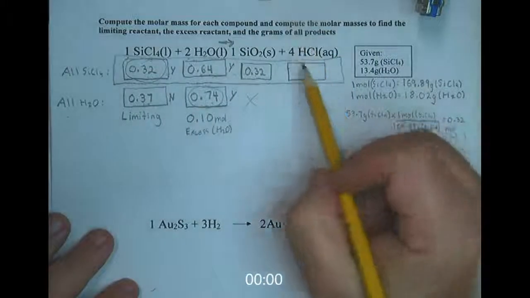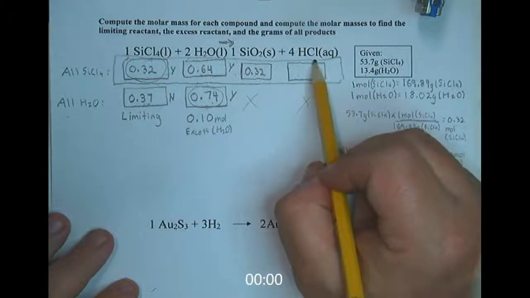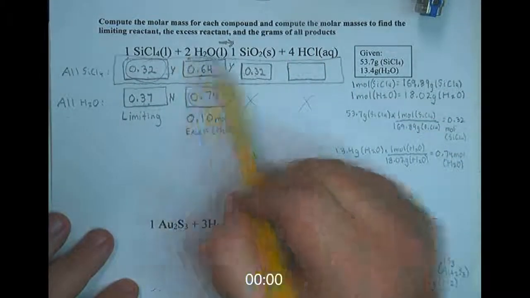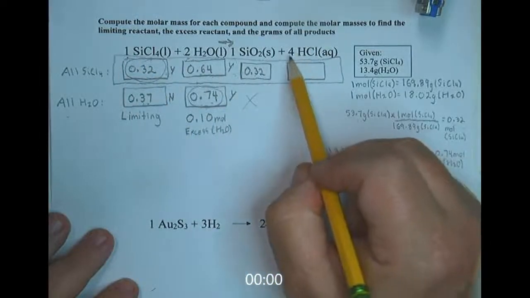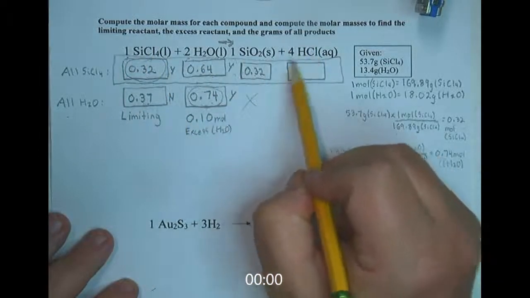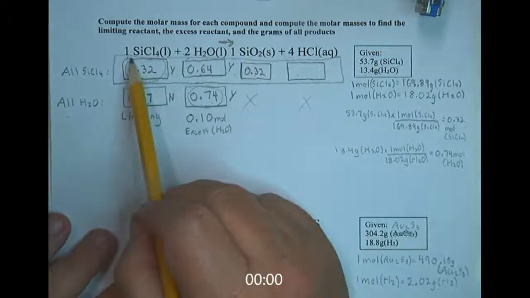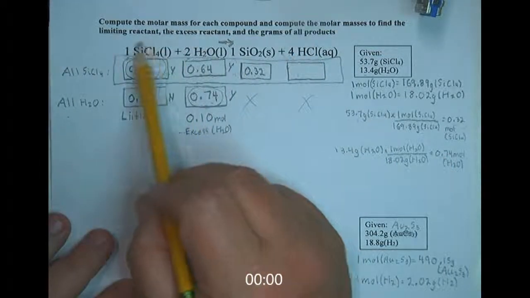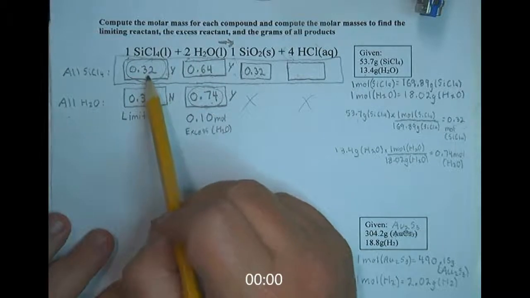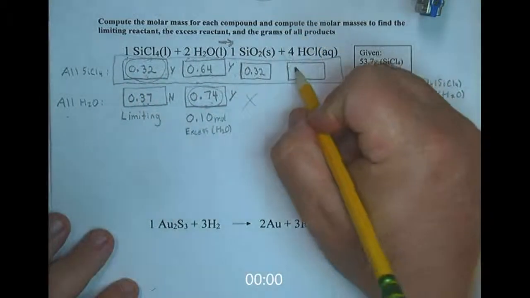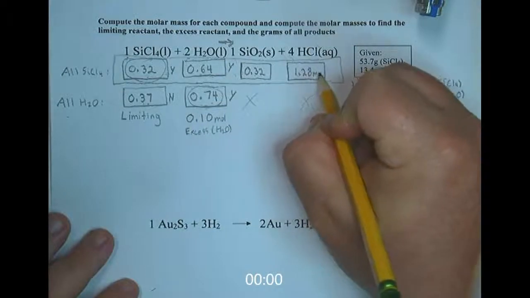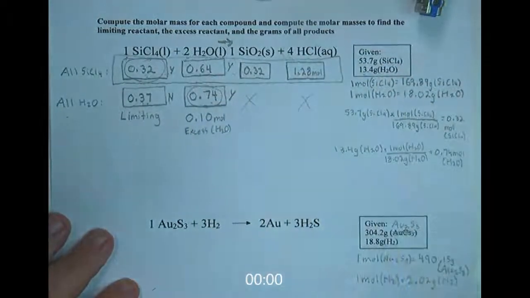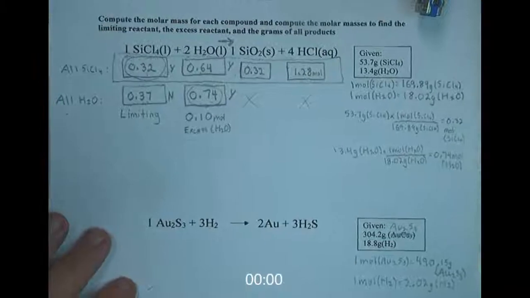Okay, and finally we have 4 moles of HCl, and you can use either of these relationships, 4-to-2 or 4-to-1 for this one. Let's go ahead and just use the 4-to-1. I'm going to get 4 times as much hydrochloric acid as I put in, 4 times as many moles as I put in SiCl4. So you multiply that number by 4 and you get 1.28 moles of hydrochloric acid will be produced. And that takes care of that. That's how you do that problem, okay?